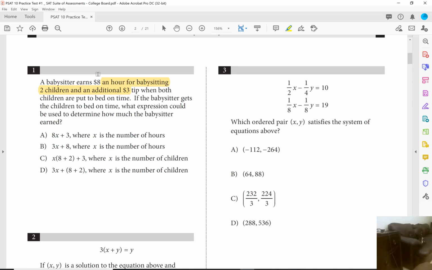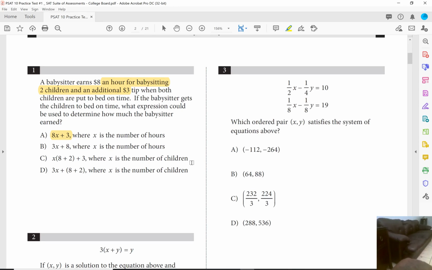What's important is really that it's 8 times some hour. So let's call that hour X. So I'm already thinking about this, 8X plus 3, where X is the number of hours that you babysit. Now, the number of children could be relative, right? So we're not going to focus on that. They try to trick you with questions C and D by including the 2 in the equation, but that's irrelevant.